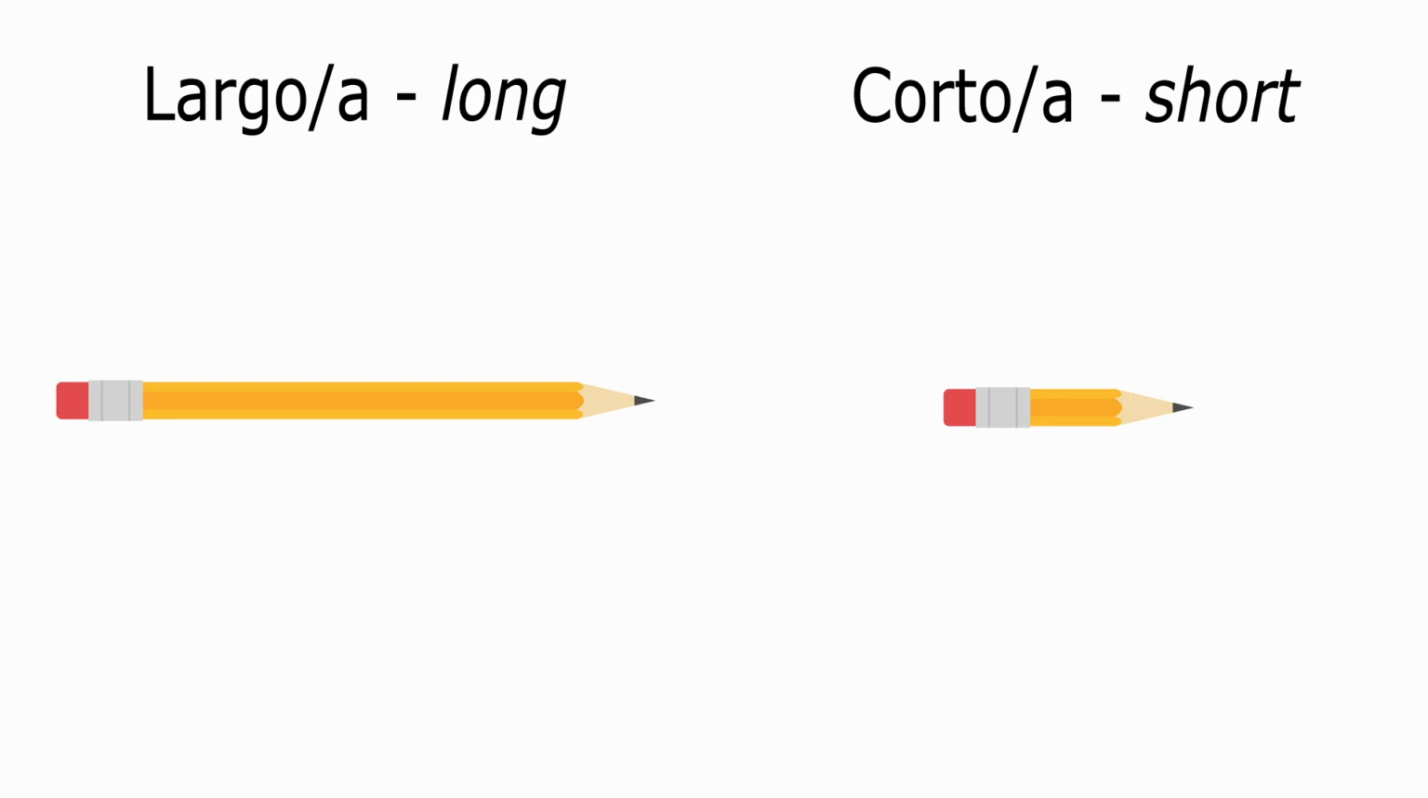In Spanish, the word short can be translated in two different ways, depending on what you're talking about. If you're talking about a person, an animal, or even a tree being short in height, you use bajo. For example, un árbol bajo, a short tree. But if you're talking about something being short in length, like a pencil or a piece of string, you use corto. For example, un lápiz corto, a short pencil.